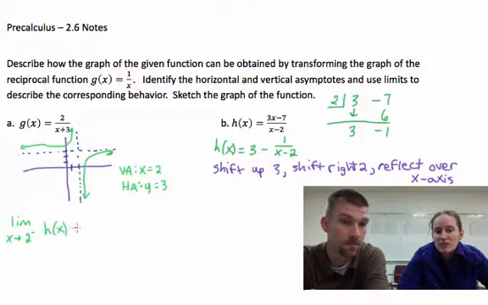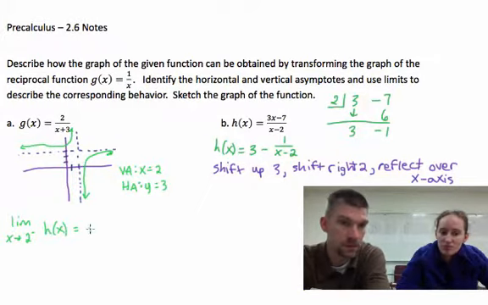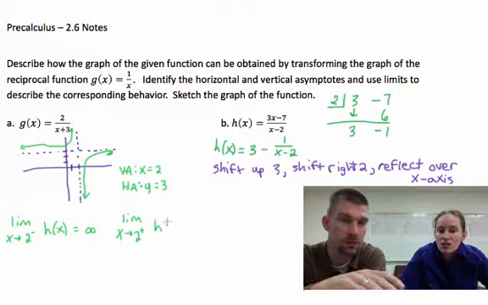So for h of x, as we're going toward 2 from the negative direction, we're following this line along. We're coming from the negative direction toward 2, and we're going to end up going toward positive infinity. And for those of you that limit notation is kind of new, the correct way to do limit notation is how it's being written.